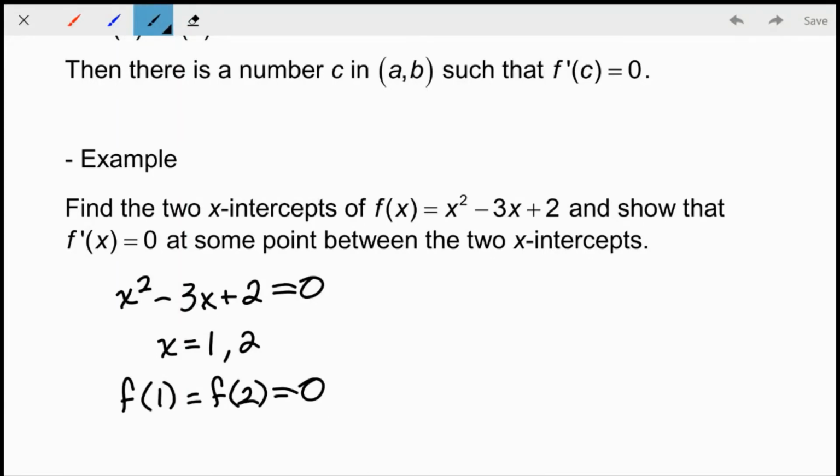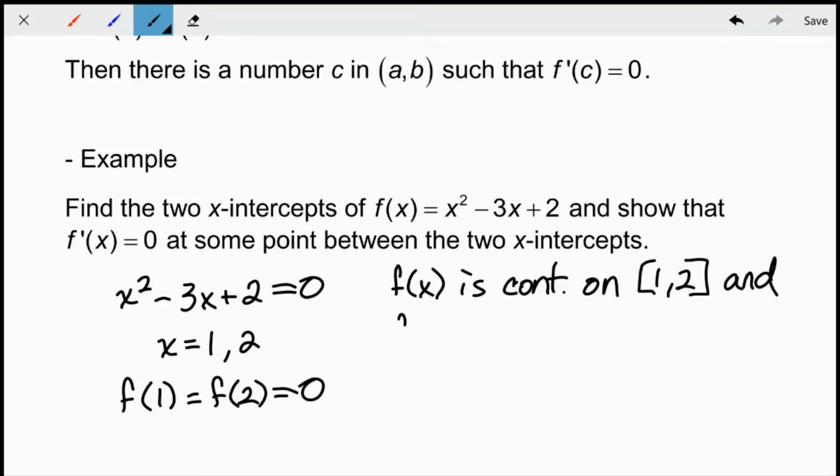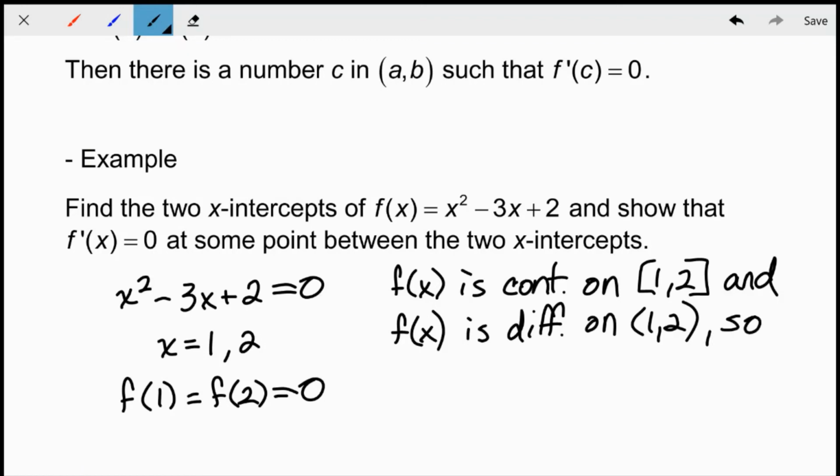So how I would justify this is I would say f of x is continuous on our closed interval 1 to 2, because that's the interval for the points that we just evaluated. And we know f of x is differentiable on the open interval 1 to 2. So we know for sure f prime of x has to be 0 at some point on the interval.